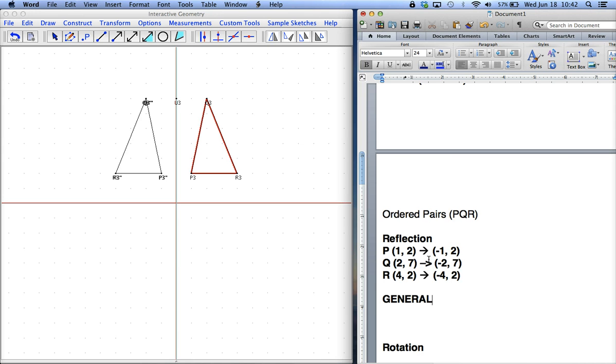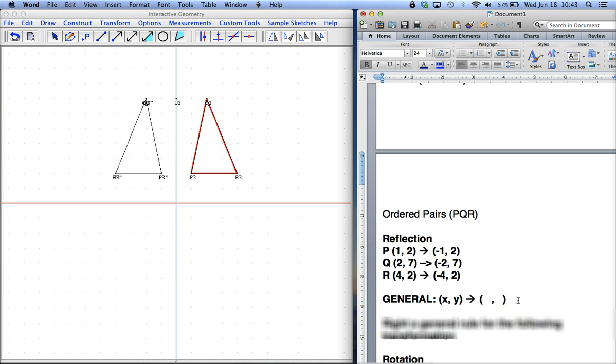So sometimes in the problems that you're going to be given, you're going to be asked for a general rule. In other words, if I give you any point x, y, and I don't care what it is, I can choose any point that I want. What is it going to become under this transformation?